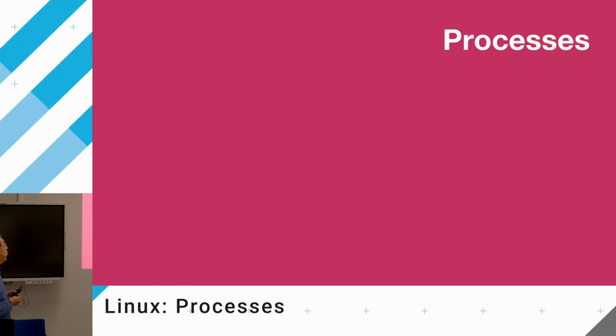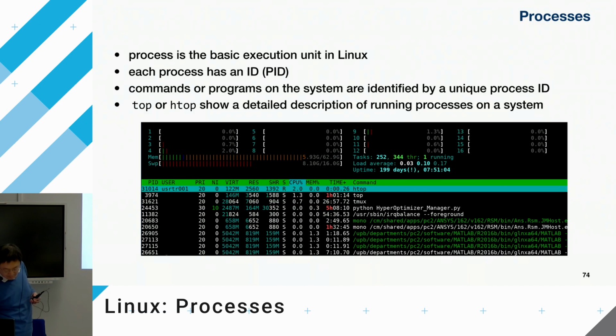Next is about processes. So a process is basically an execution unit on Linux. And each process has an ID, process ID or PID. The commands or applications or programs running on Linux are uniquely identified by a process ID.